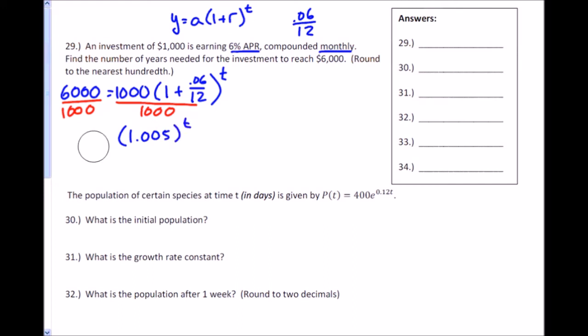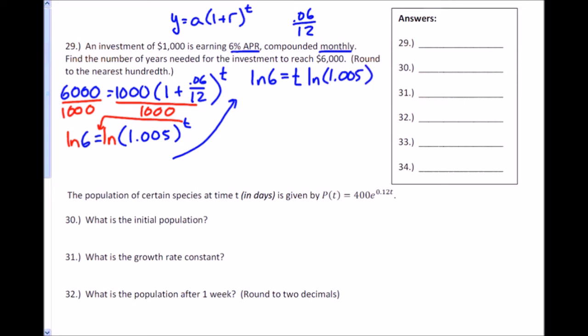And now let me clear a little bit of space out here. Because now, to undo an exponential function, I have to take a logarithm of each side. And the easiest thing to do here is to take the natural log of each side. So I take the natural log of each side. And now using my properties of logarithms, I can bring this t out front as multiplication. Okay. So what I end up with is the natural log of 6 equals t times the natural log of 1.005.